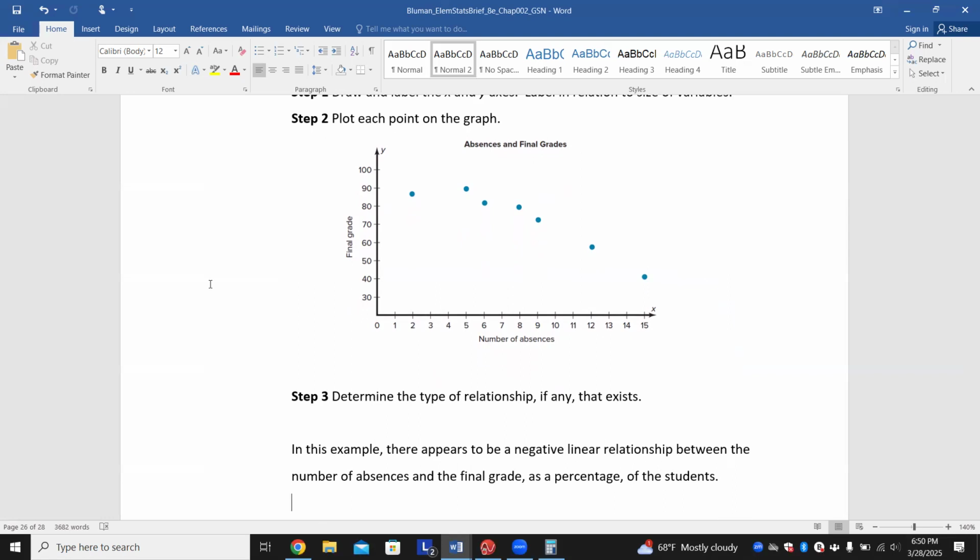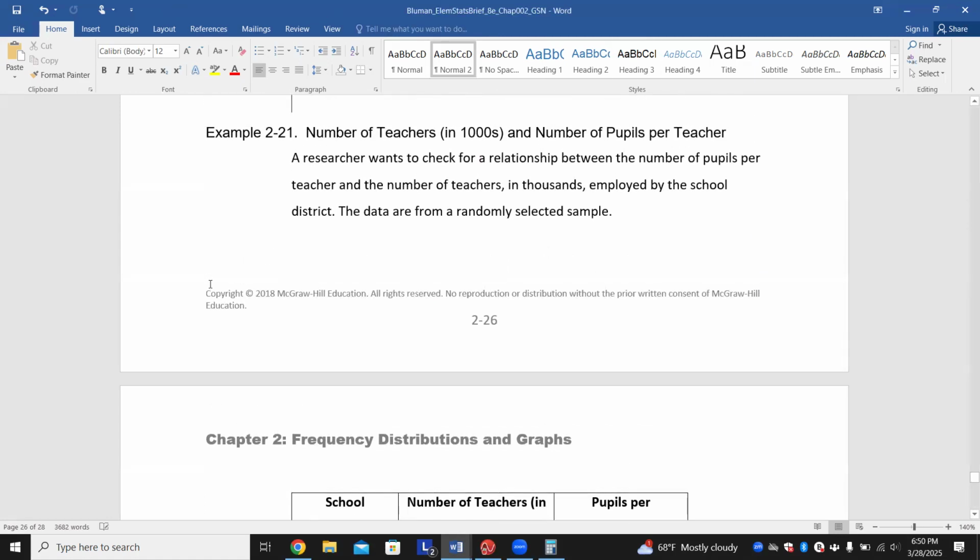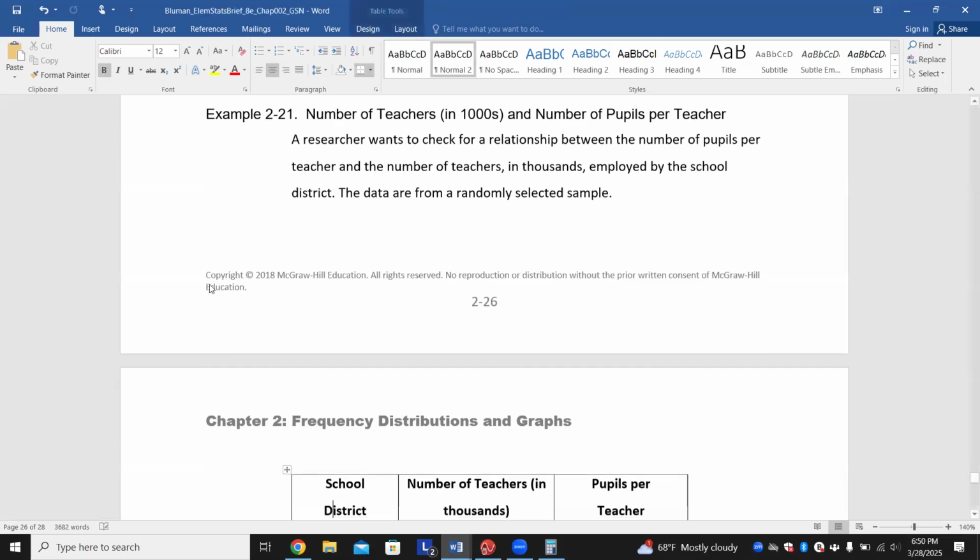All right, let's look at another example. Looking at example 21: number of teachers in the thousands and number of pupils per teacher. So a researcher wanted to check for a relationship between the number of pupils per teacher and the number of teachers in thousands employed by the school district, and the data are from randomly selected samples.